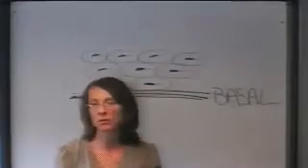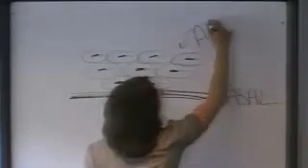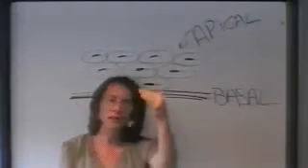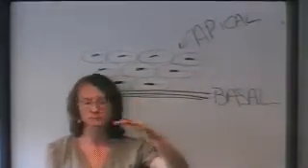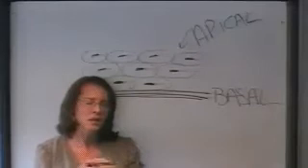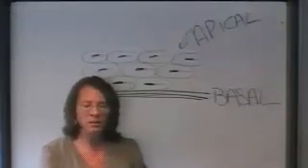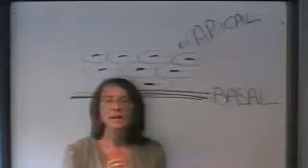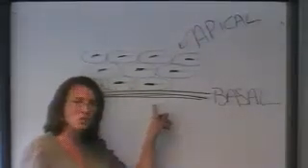B-A-S-A-L, basal. The top part is called apical, just like the apex of a pyramid, okay? Apical surface. So the apical surface will be that free edge, okay? The basal surface will be attached to connective tissue and a membrane. Now, if you look at your notes, it says basal lamina and reticular lamina. We're going to put those together, okay? They are going to be the connective tissue and the membrane that's on this basal surface. I'm going to just put it together as the basement membrane for you.